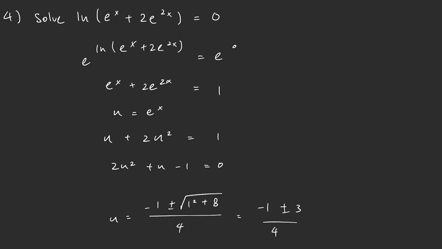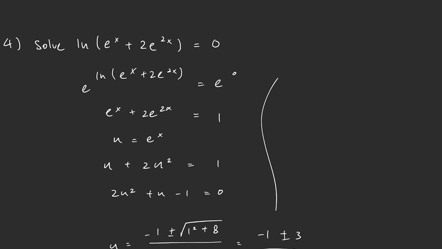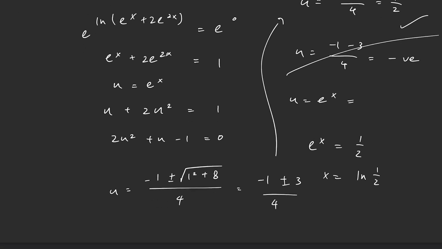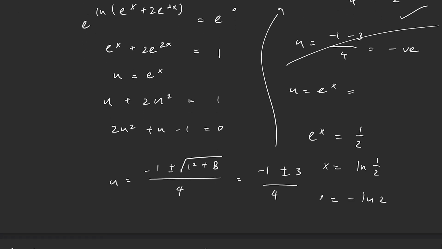And we actually have to do some casework to see whether all of our solutions work. So our first candidate is negative 1 plus 3 over 4 equals half. Well, this works. But our other solution will yield a negative number, and u is e to the x, and e to the x can't possibly give us a negative number, so we have to reject the solution, and our only answer is e to the x is half. So x is ln of half, which is negative ln of 2 if you want to write it more simply.